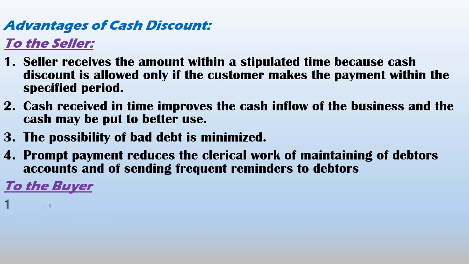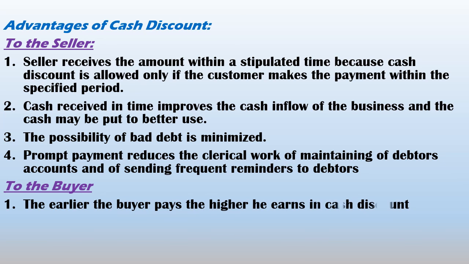To the buyer. The earlier the buyer pays, the higher cash discount he earns. Now this cash discount also is done depending on the time period. Some manufacturers or wholesalers can offer that if your cash payment is done within 15 days, you will get 20% cash discount. If it is done within 1 month, then you will get 15% discount. So the buyer will take the advantage of the 20% discount and will pay earlier to earn higher cash discount.